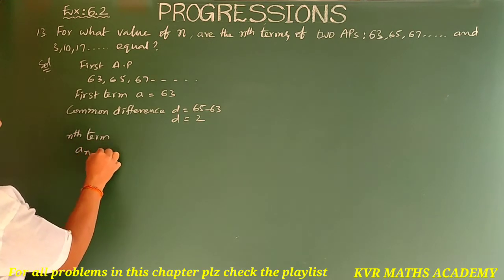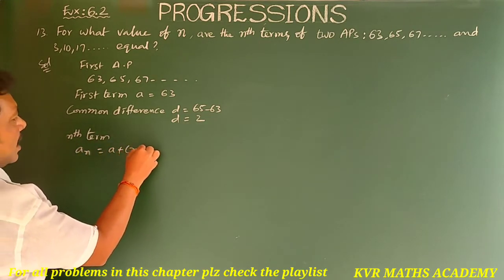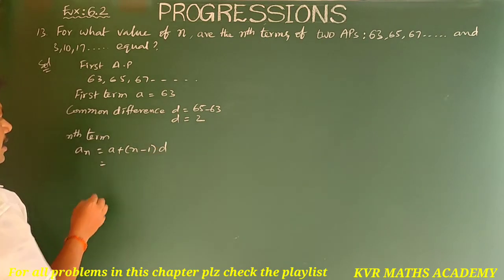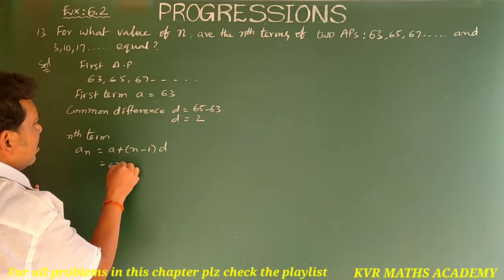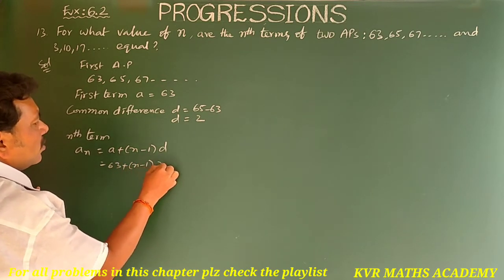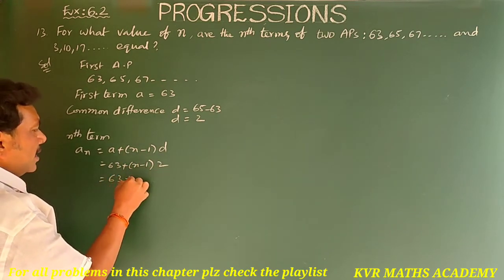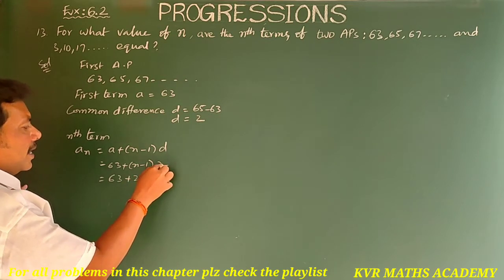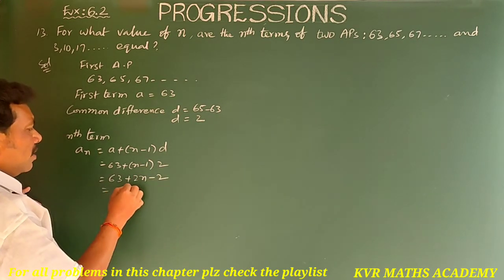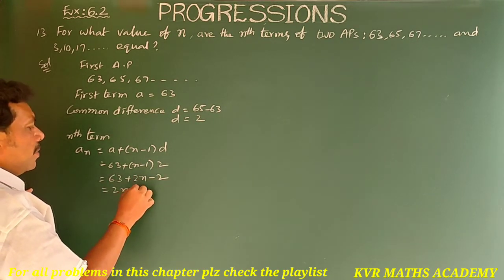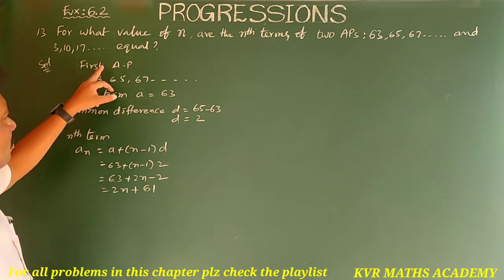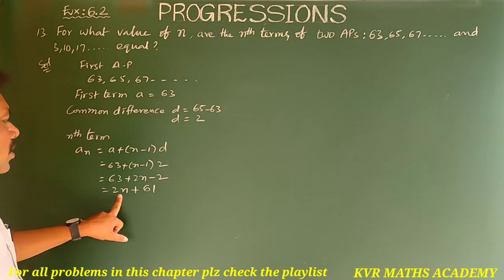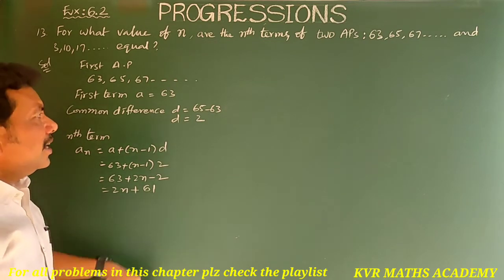Yes, a_n is equal to what is the formula? A plus (n minus 1) into D, right? Here A is 63, so 63 plus (n minus 1) into 2, that is 63 plus 2n minus 2. This will be 2n plus 63 minus 2, which is 61. So in the first AP, the nth term is 2n plus 61, right?